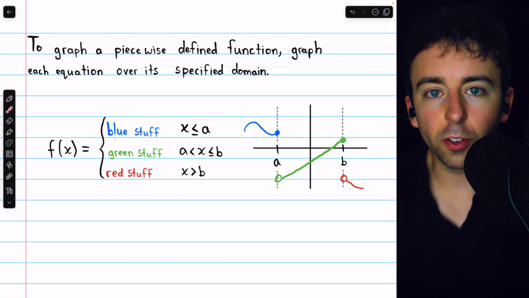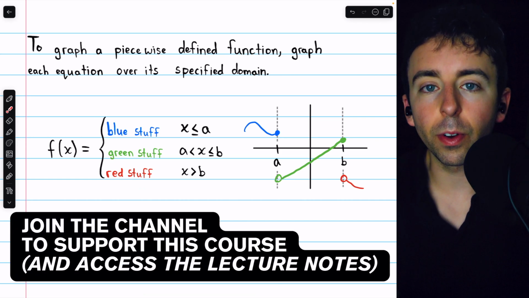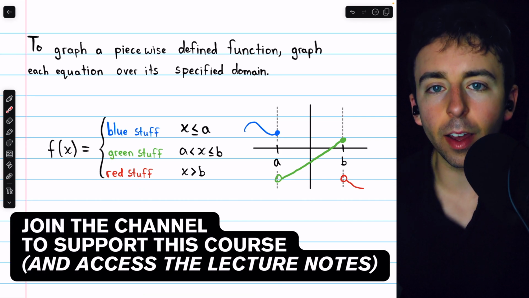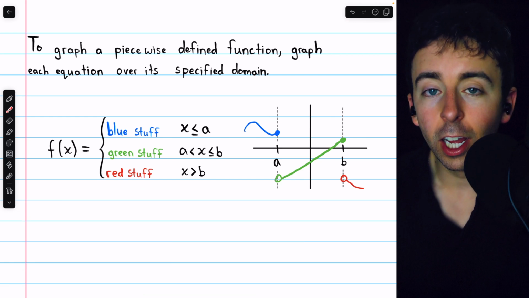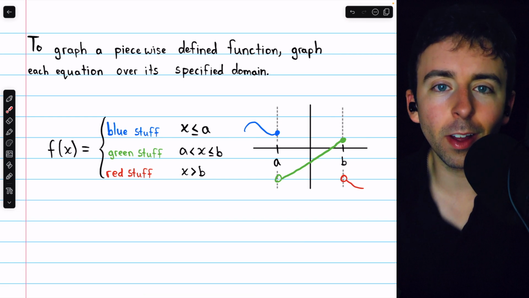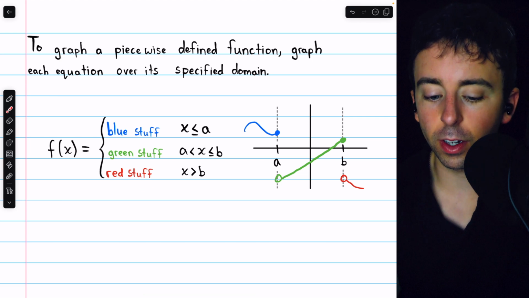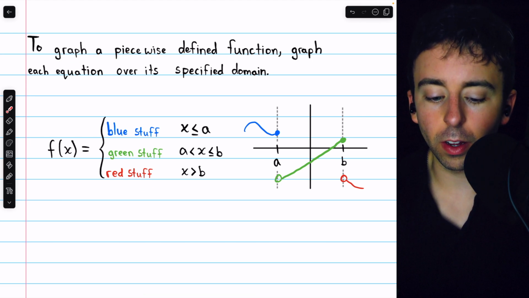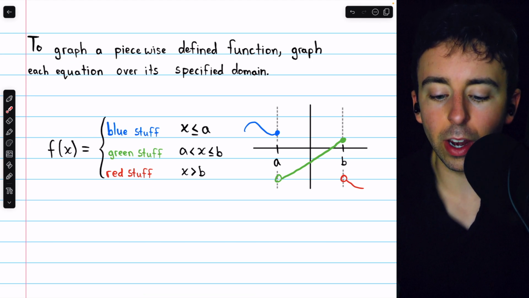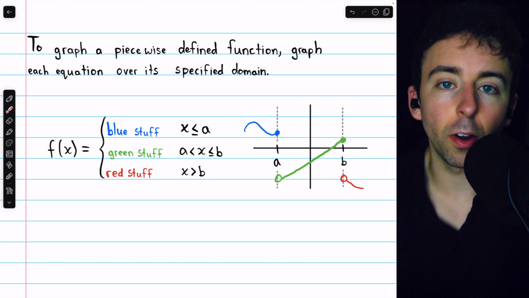A piecewise function is a function whose behavior depends on which piece of its domain you're on. Graphing them is straightforward as long as you're able to understand the notation. To graph a piecewise function, all we have to do is graph each equation over its specified domain.